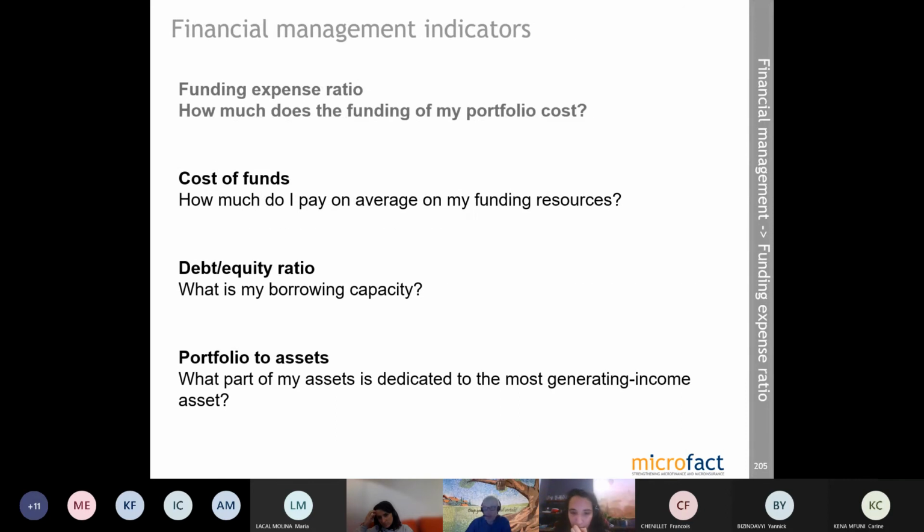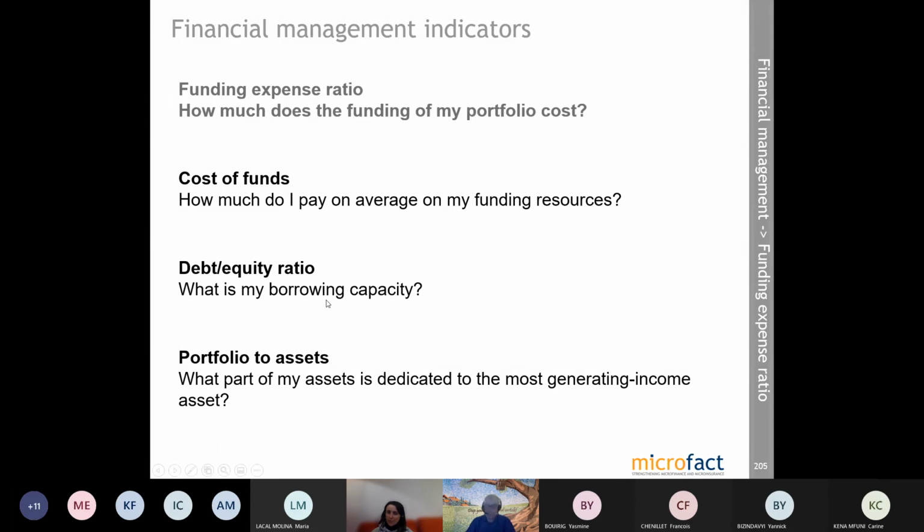But here there are two indicators that are sometimes confusing people. And that's the difference between the funding expense ratio and the cost of funds ratio. The funding expense ratio is our third indicator on expenses. So we had operating, the funding expense and the provision expense. These are the three expenses. So this is the third and the last one. How much does the funding cost? How much do I pay on average on my funding resources is the cost of funds.